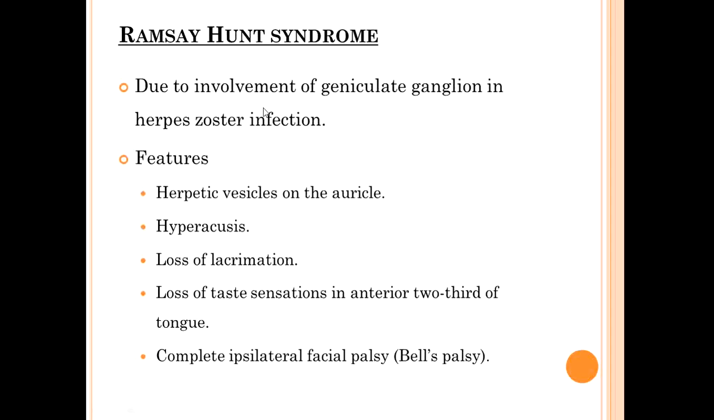Okay, then what is Ramsay-Hunt syndrome? It is due to involvement of the geniculate ganglion in herpes zoster, so site D. Okay, so there will be herpes vesicles on the auricle, there will be hyperacusis, there will be lack of lacrimation, there will be loss of taste sensation, and there will be complete ipsilateral palsy, that means Bell's palsy.